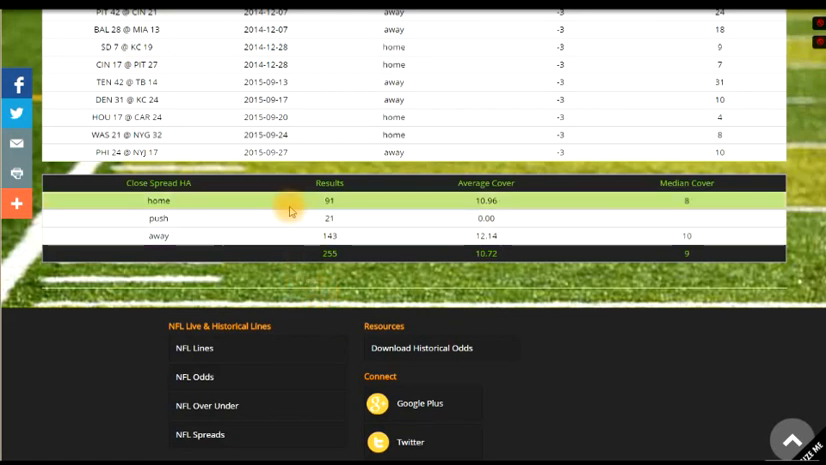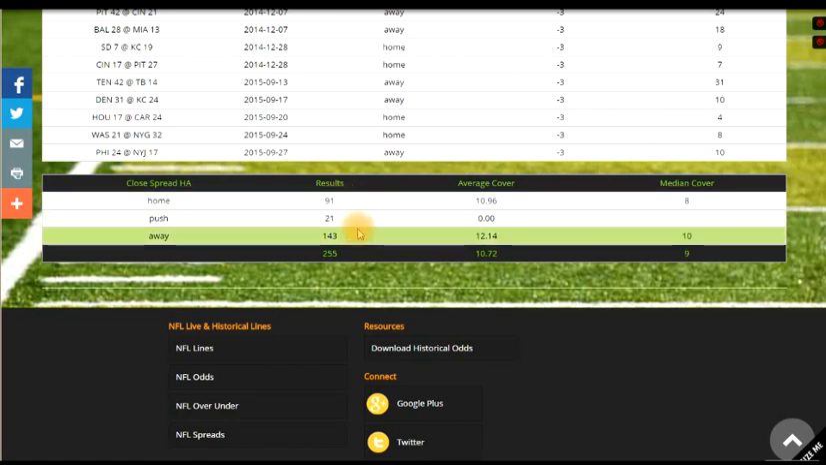It shows us that the amount of games is 255. 91 times, or about 35.5% of the time, the home team covers. About 8.25% of the time, the push results, and the away team or the road team, 56% of the time they've covered, 143 games. Now, there in itself is a winning bet. If you just blindly bet the away team when they're +3, you would have won 143 times out of 255, and you would have made a profit.